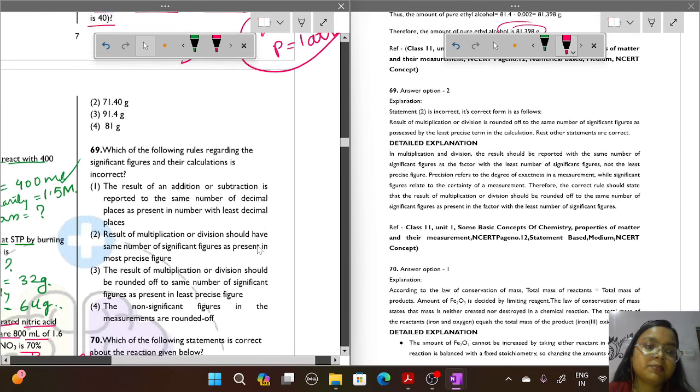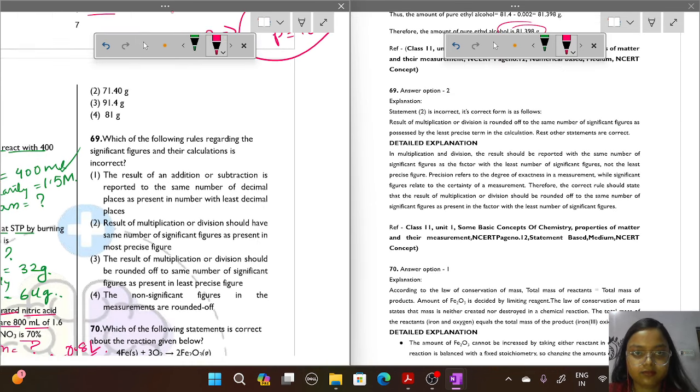Next is question number 69. Let's use a different pen color. Red and green is okay. So question number 69. Which of the following rules regarding the significant figures and their calculation is correct?